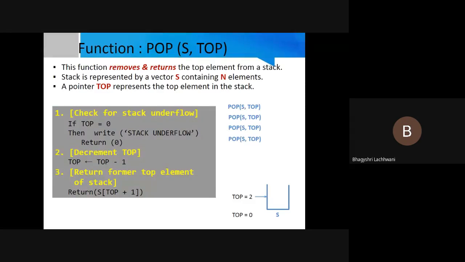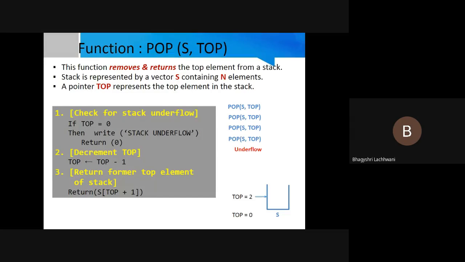Again we will call pop S of top, and now our top is equal to 0. So in step 1 we check top equals 0, and the condition is true. So we will just write the message underflow and return 0. So we will come out of the procedure. No need to do steps 2 and 3. Okay, this was about the pop operation.